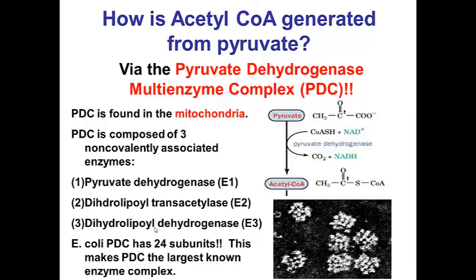So just to quickly review the pyruvate dehydrogenase complex, as you remember, this is a really large multi-enzyme complex, and it's composed of 3 different enzymes that are non-covalently associated with one another. So E1 is the pyruvate dehydrogenase enzyme, E2 is dihydrolipoyl transacetylase, and E3 is dihydrolipoyl dehydrogenase. So this is a very large complex, but together it accomplishes this reaction where it converts pyruvate to acetyl-CoA, producing a molecule of NADH and releasing a molecule of carbon dioxide.